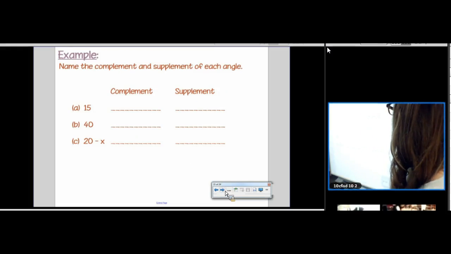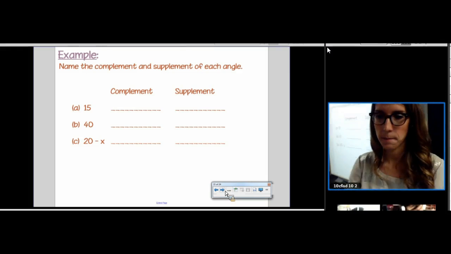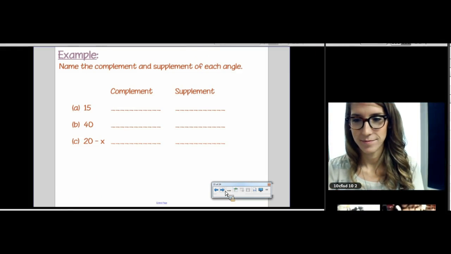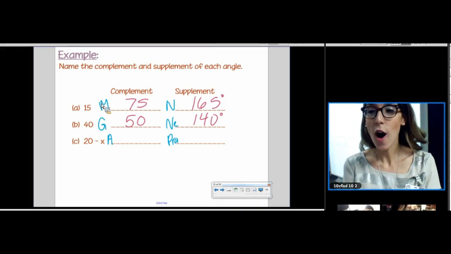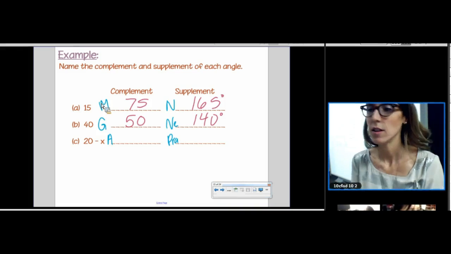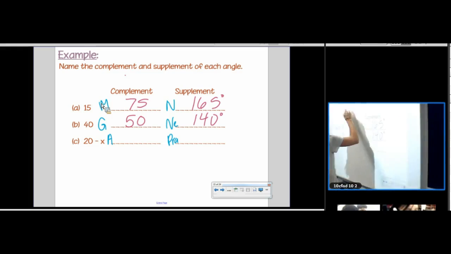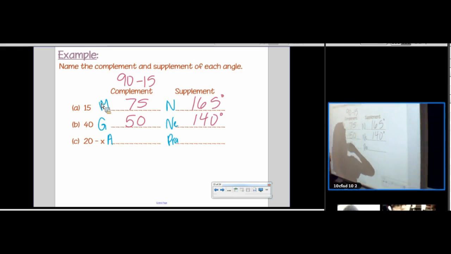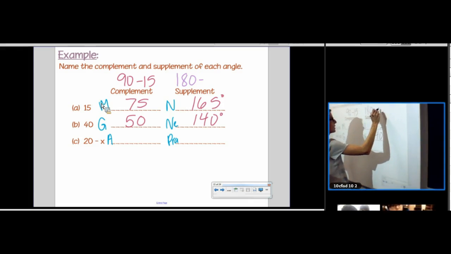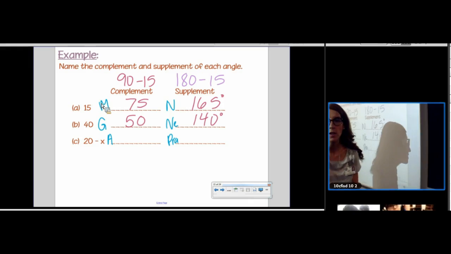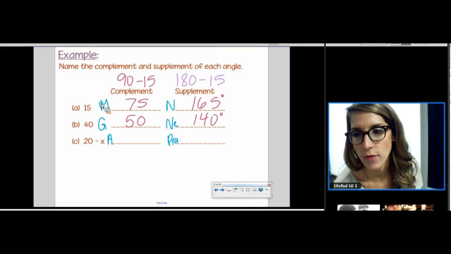All right, let's do an example. Name the complement and supplement of each angle. To find the complement of an angle, we would take 90 and subtract the angle that we're given, right? So 90 minus 15 is 75. 90 minus 40 is 50. To find the supplement of an angle, we would take 180 and subtract the angle that we're given. Thus the 165 and the 140.